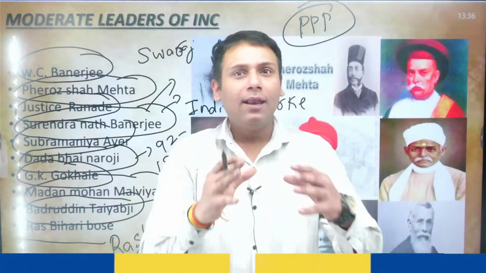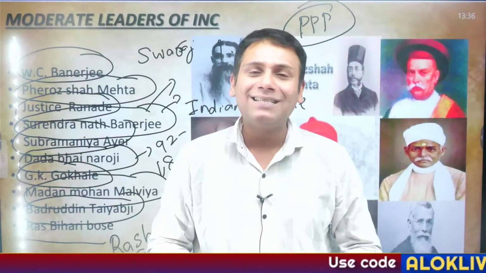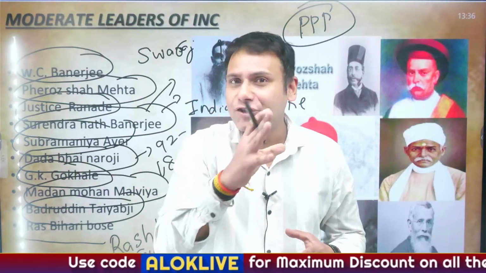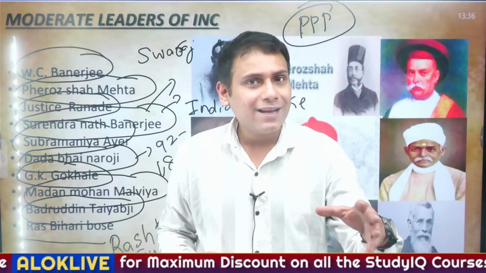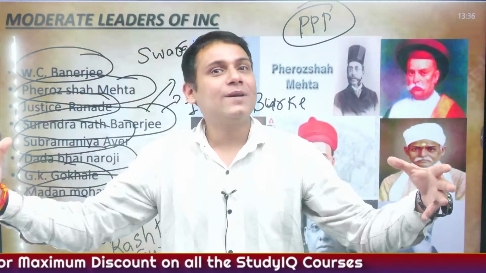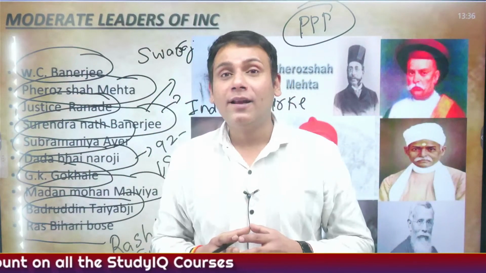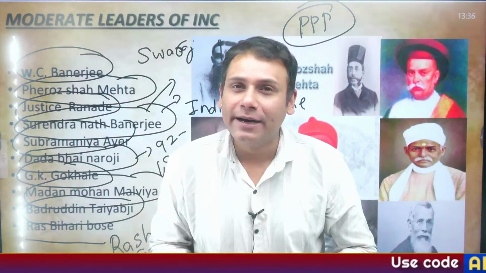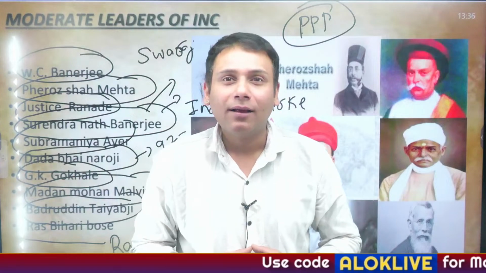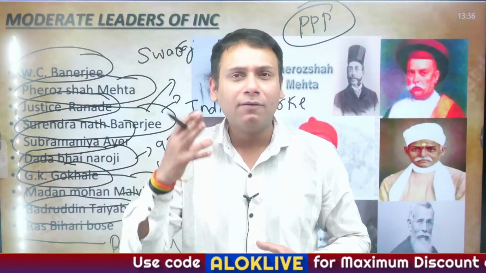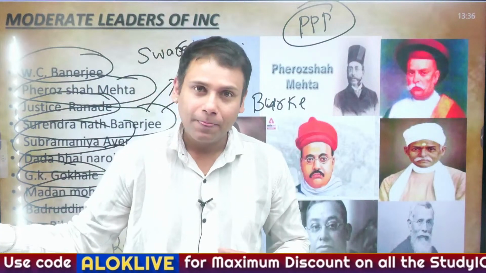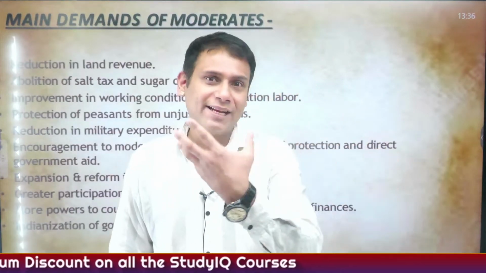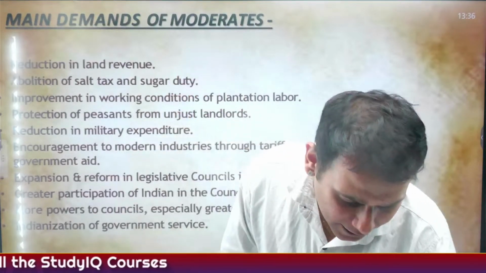Extremist leaders: Lala Lajpat Rai ji, often referred to as Sher-e Punjab. Then comes Aurobindo Ghosh, who initially was a moderate leader and later on became an extremist leader. Bal Gangadhar Tilak ji, often referred to as Lokmanya, one of the important extremist leaders. Bipin Chandra Pal, from the region of Bengal, another important extremist leader. So I hope you understood the ideological perspective of the moderates and extremists. Yes guys, clear?